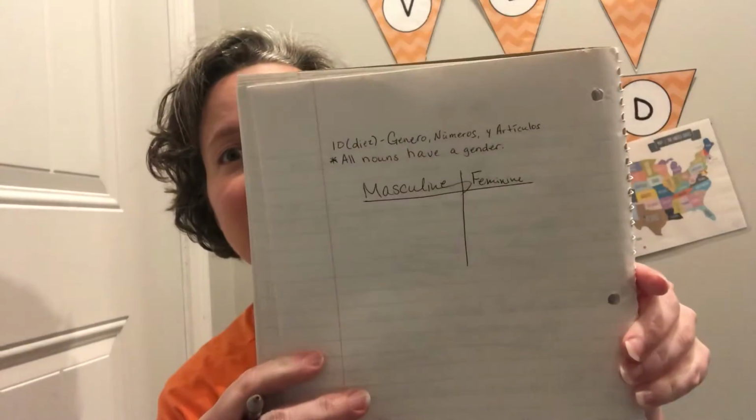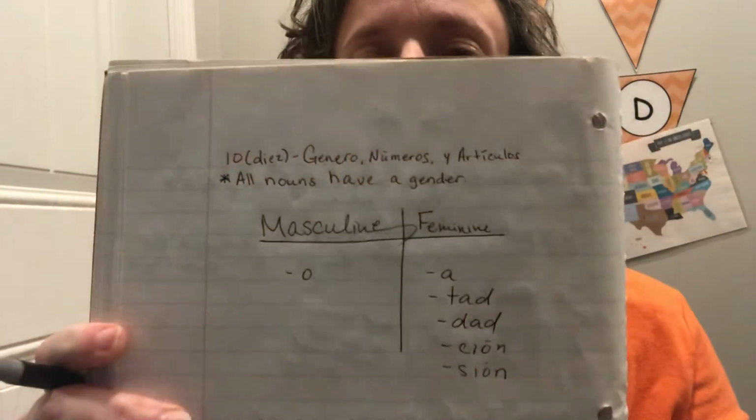So your next little bit of notes, we're going to make a little chart. Up at the top, it will say masculine and feminine, like this. And then we are going to write down some common endings to words. So these are the endings, get those in your notes.